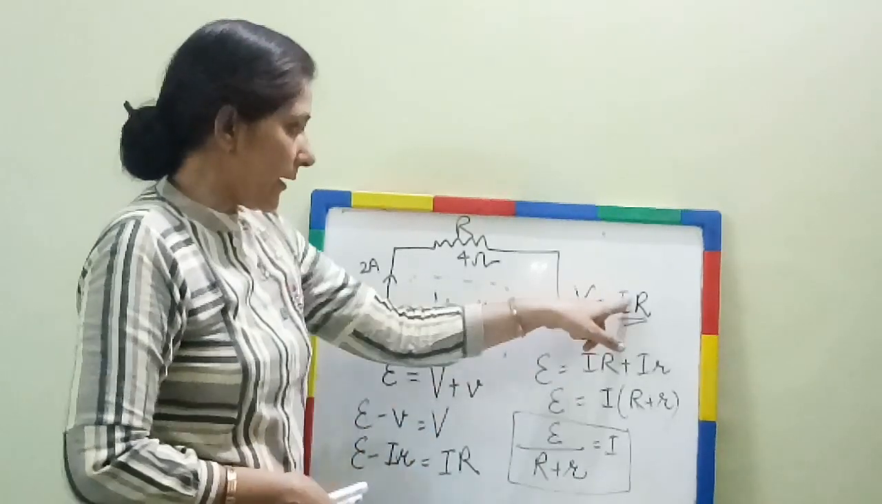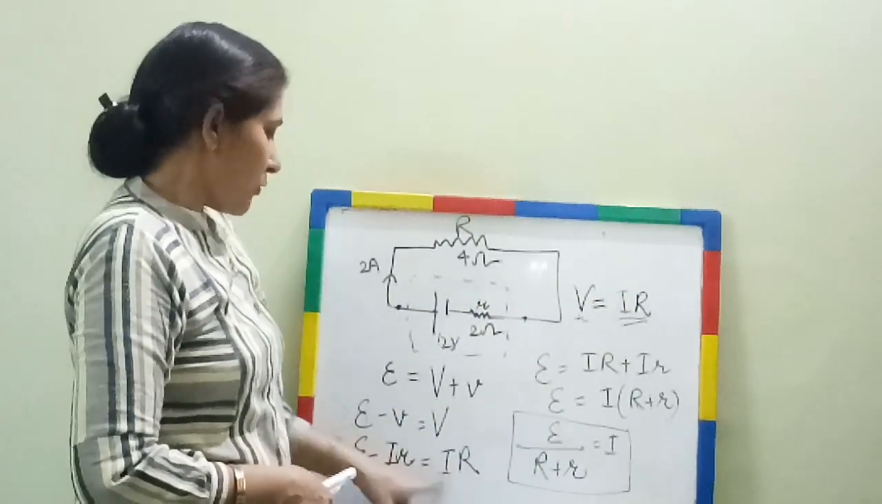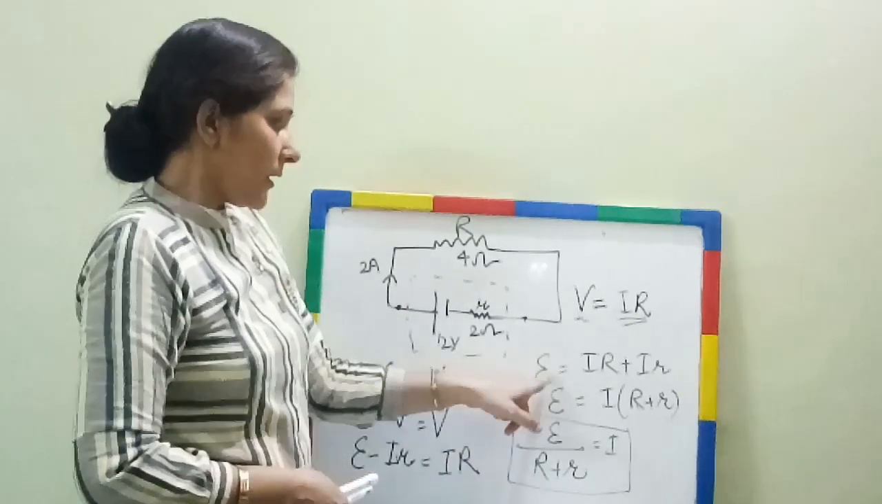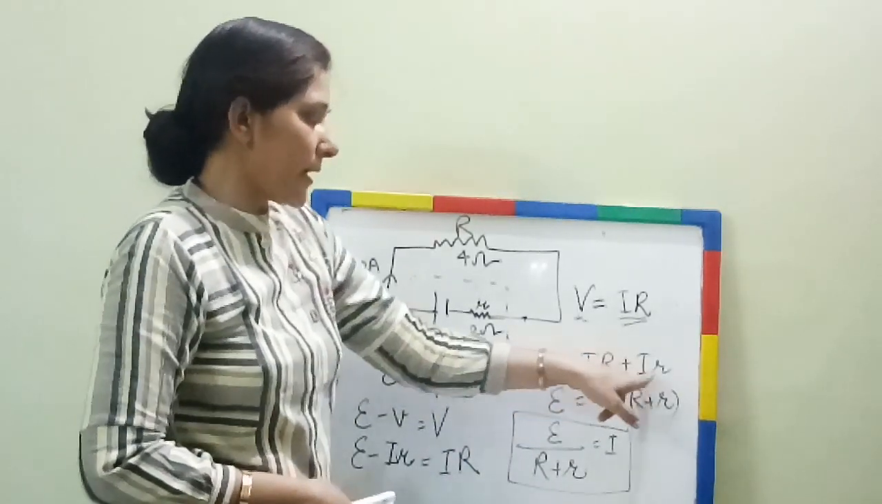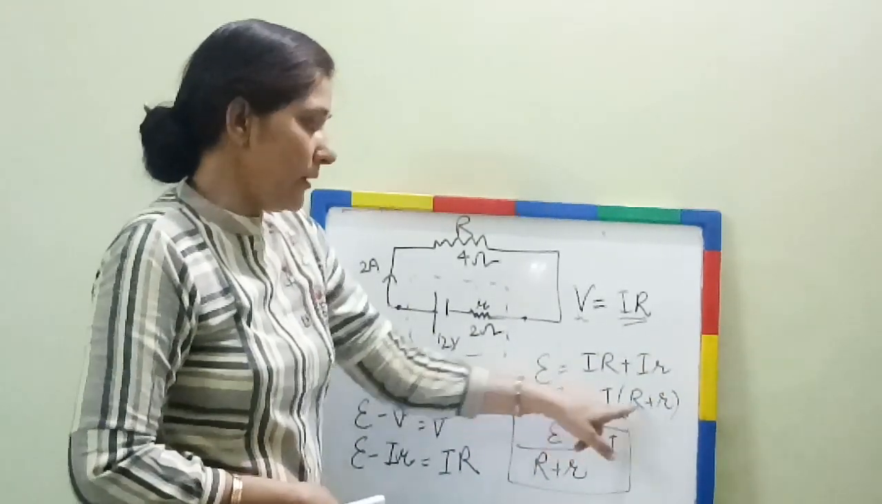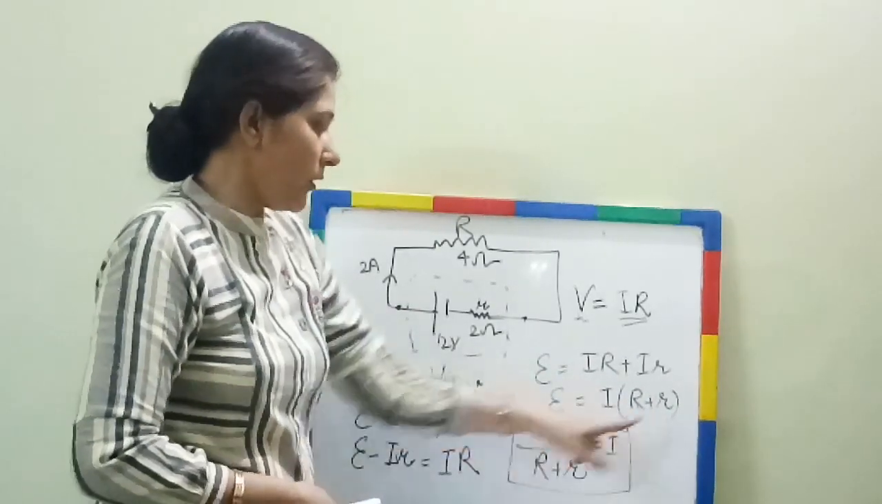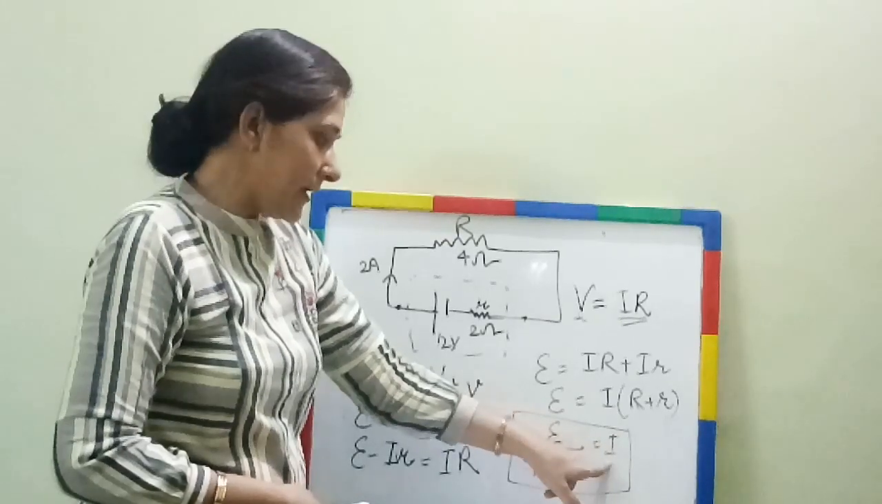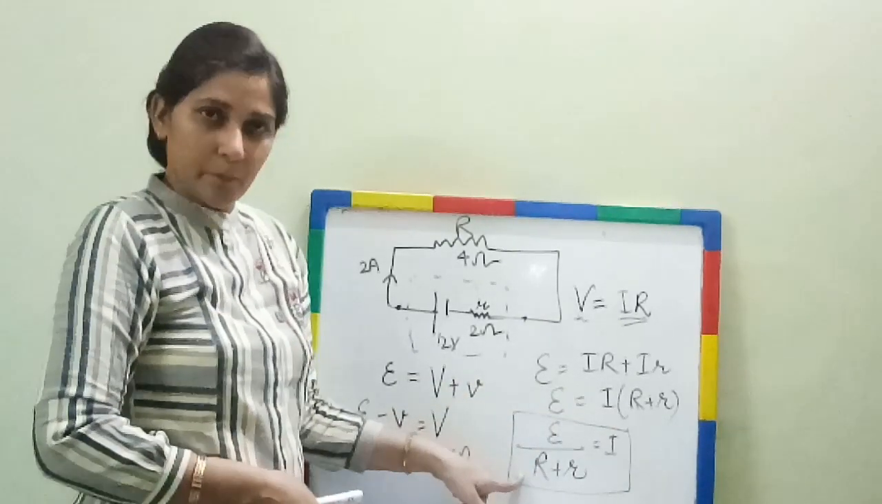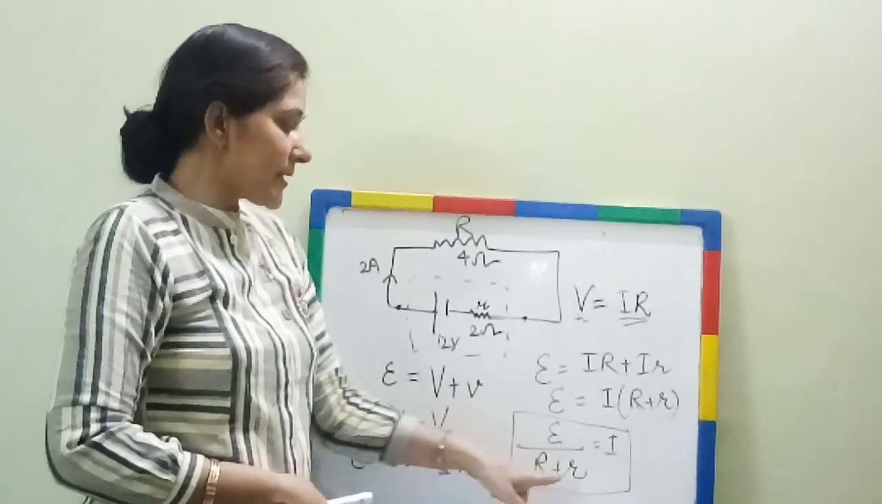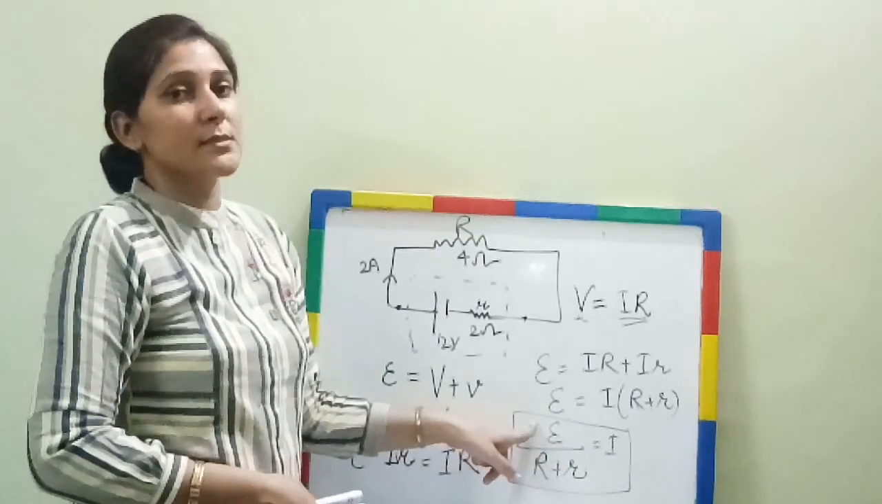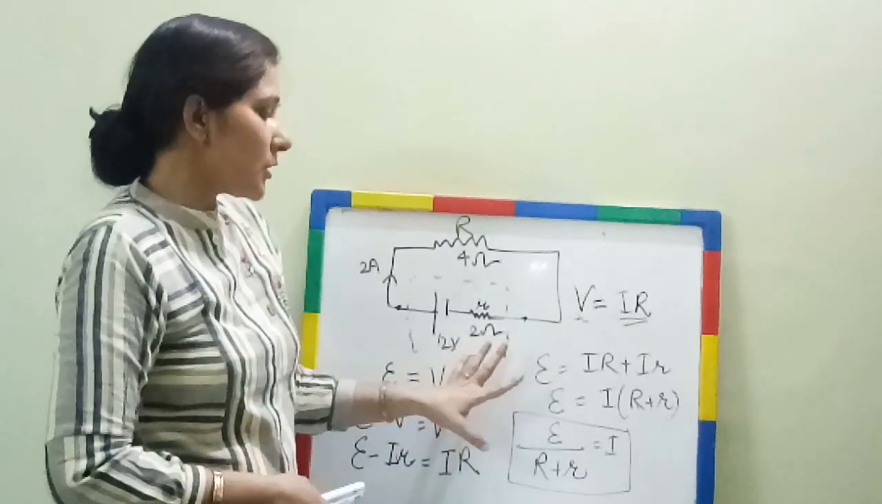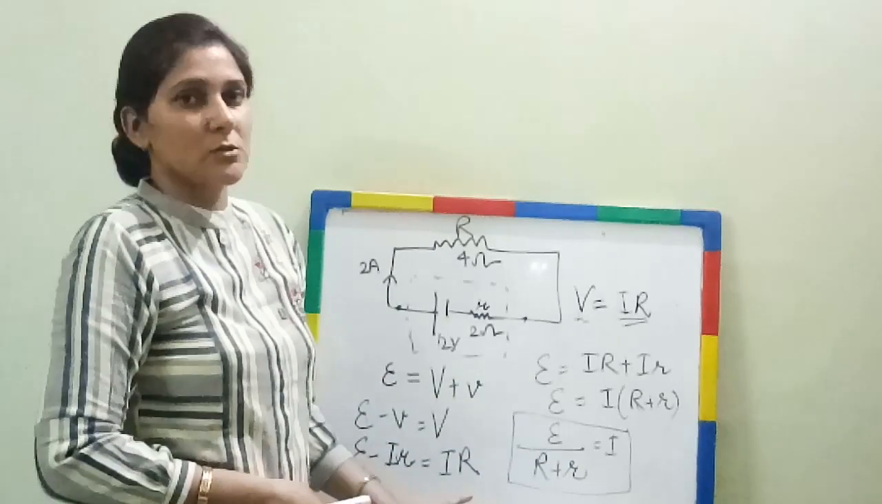Instead of this V, I am writing this value over here, IR. Okay, take this IR over here. E is equal to IR plus I small r. I will be common, R plus r. E upon this R plus r will come over here, that is equal to I. So means current can also be calculated this way, if internal resistance, external resistance and EMF of the cell will be given to you. 2-3 numericals will be there in your exercise based on this.